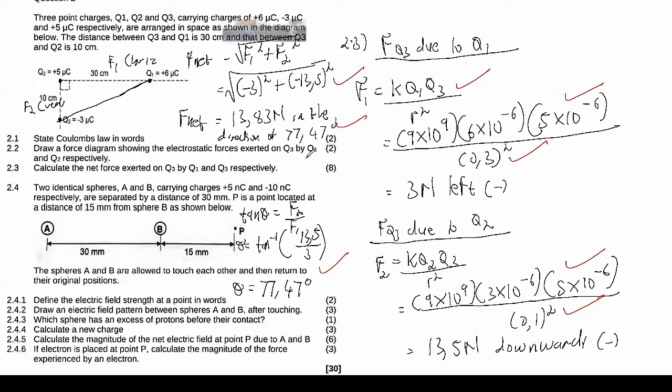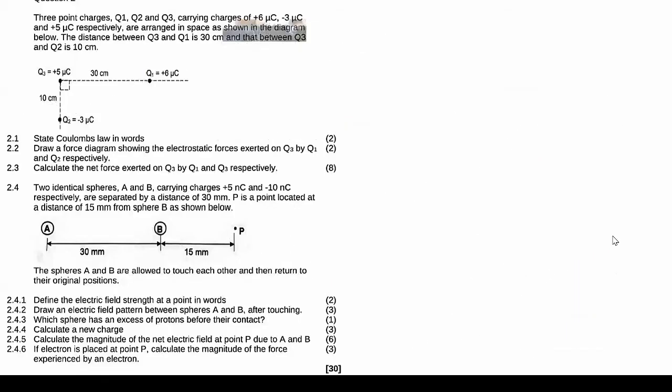Okay, so now let's move to point 4. Two identical spheres A and B carrying charges of positive 5 nanocoulombs. Note this, we are now given in nanocoulombs. So we already know nanocoulombs. We're going to convert it by saying times 10 to the exponent of -9.